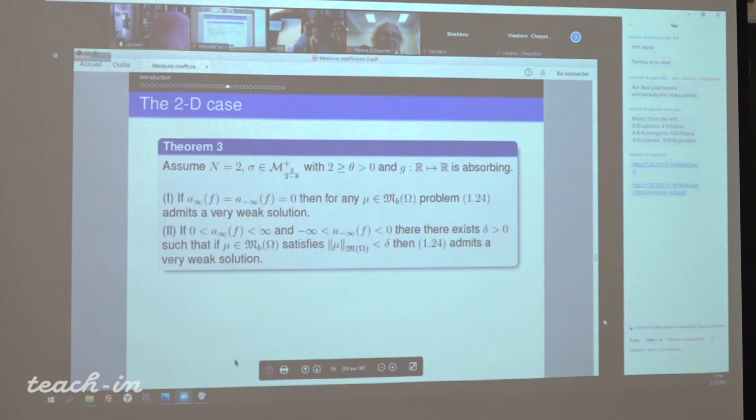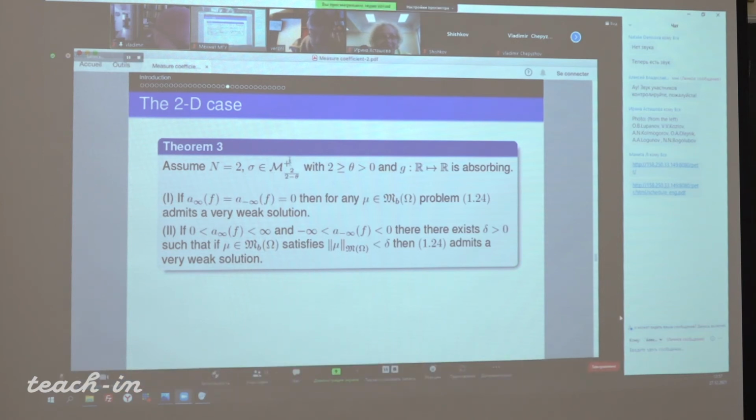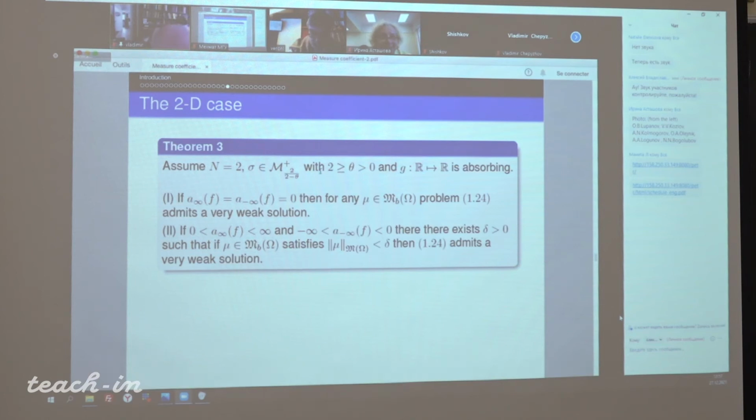And what is the theorem? The theorem is the following. We assume that N is 2, sigma belongs to the Morrey class N plus 2 over 2 minus theta, with 2 bigger than theta bigger than 0, and J is absorbing. Then if A infinity of f and A minus infinity of f are 0, like for power, for example, then for any measure mu, you have a very big solution.